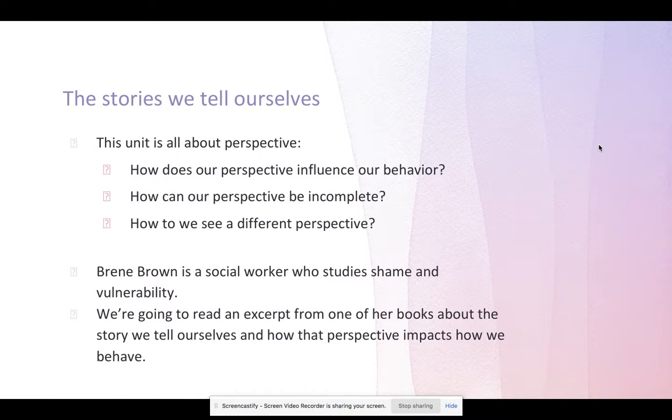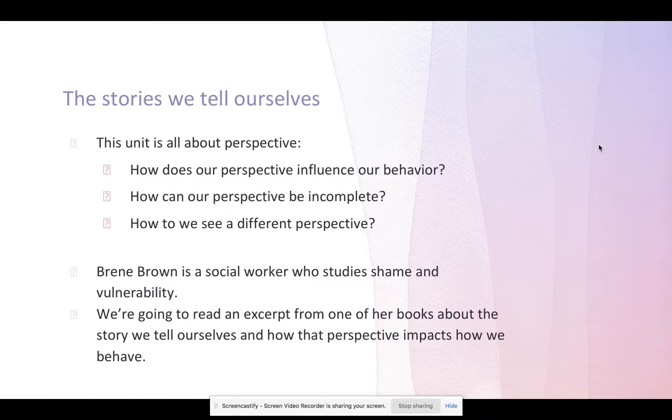So the place we're going to start with this unit is that it's all about perspective, right? Our perspective, seeing someone else's, how our perspective can change what we think is happening. We're going to be focusing on three main questions throughout the unit. We're going to look at how our perspective influences our behavior, how our perspective can be incomplete, and how we can see a different perspective.